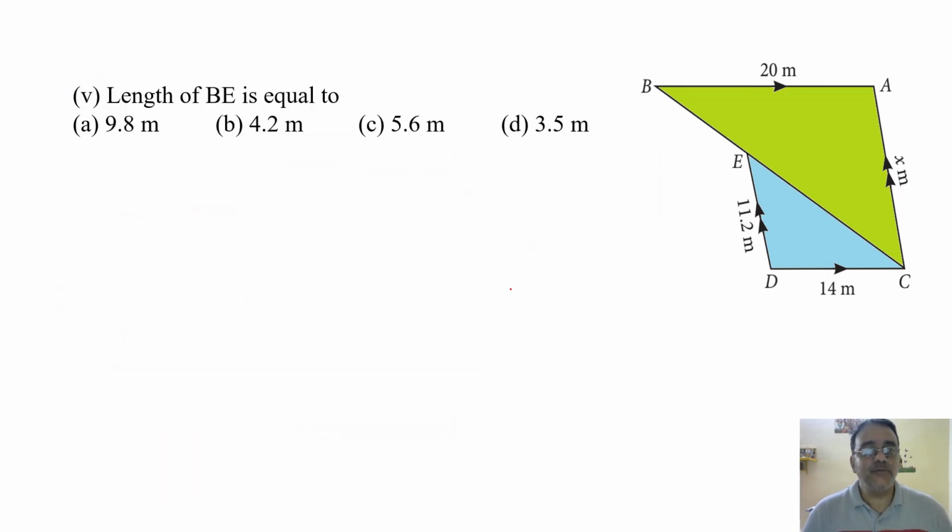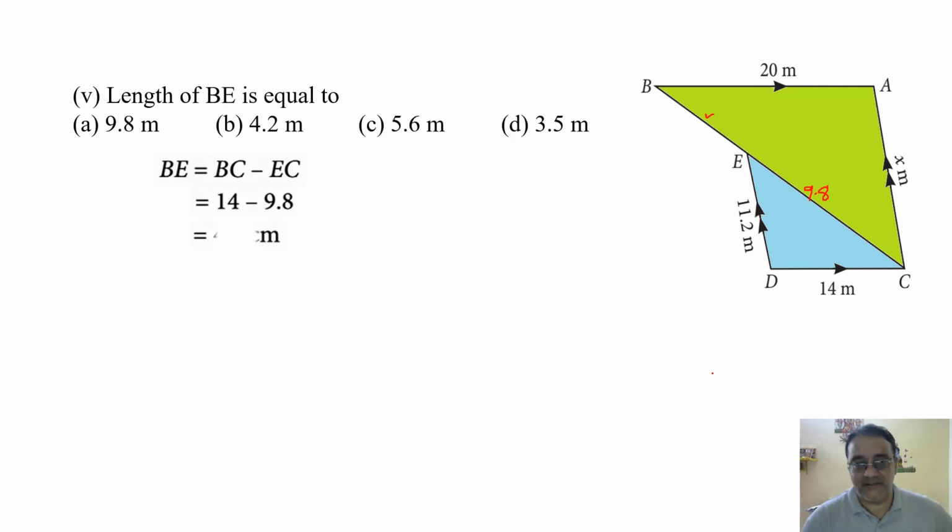Yes, sir. Now we are moving toward the last question. The length of BE is equal to dash. We have to find this part BE. So BC we already got as 14 and CE we got as 9.8. So what will be BE? We have to subtract. Right, very good. 4.2 meter. Again centimeter came up, so 4.2 meter means the correct option is B.